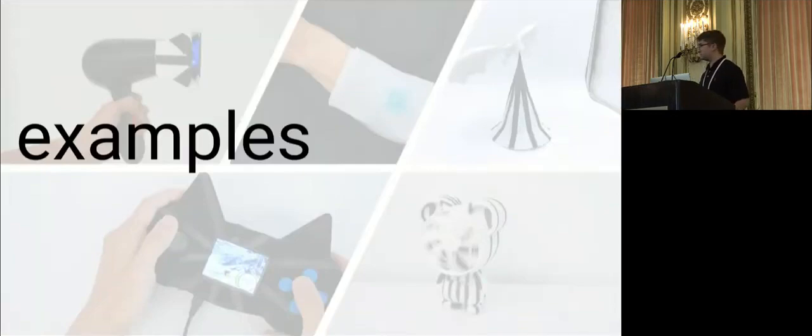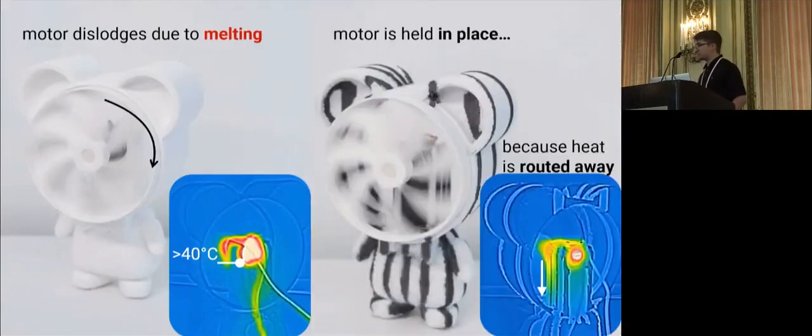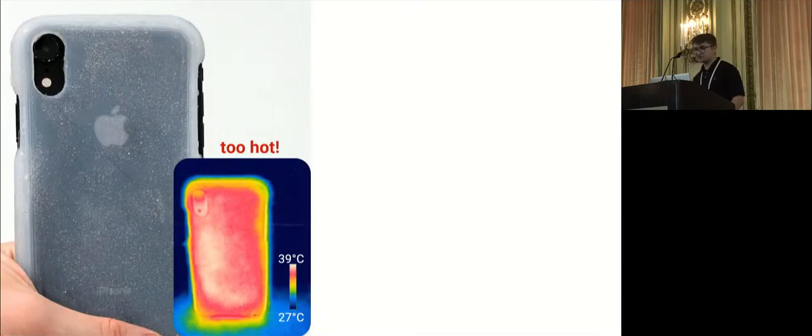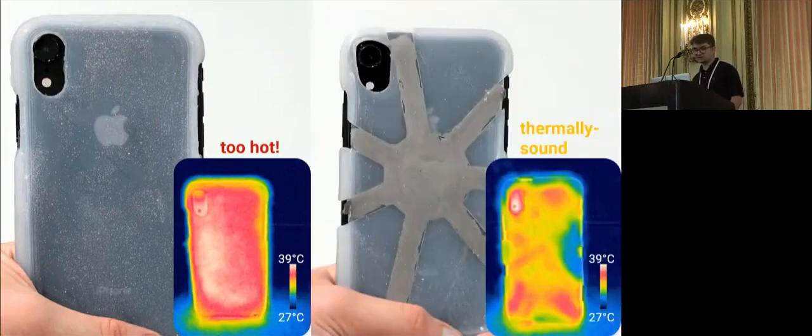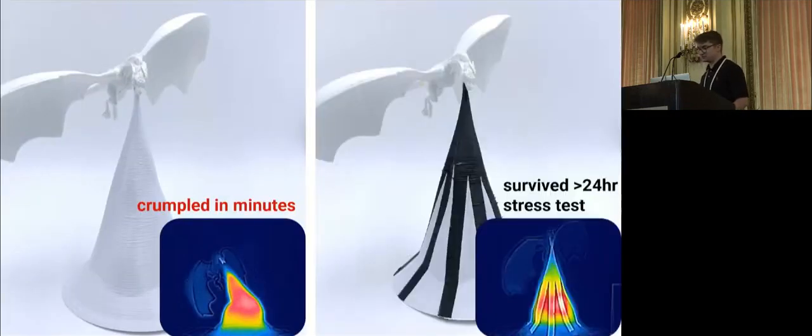So let me show a few creative ways that ThermalRouter helps users. This fan's motor heats up and causes its fixture to melt. ThermalRouter fixes this by adding heat channels around the motor. As you can see, these dissipate the heat buildup by routing the heat away. This silicone phone case overheats the phone, but adding dissipative heat channels cools it down. And of course, the fire-breathing dragon lamp, which went from crumpling in minutes to surviving a 24-hour stress test.